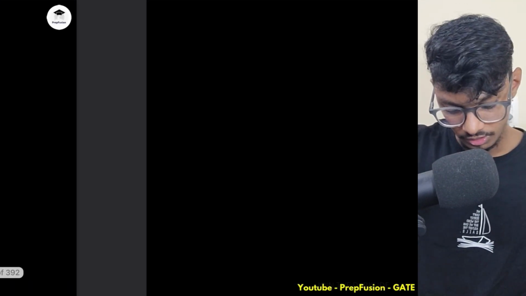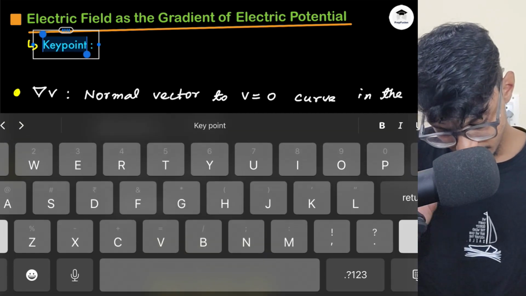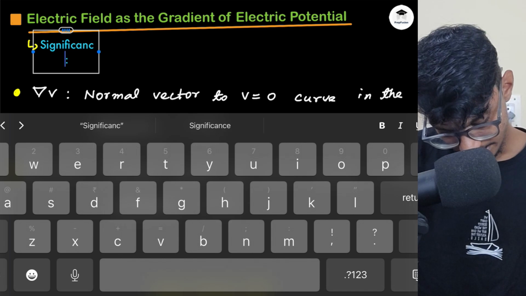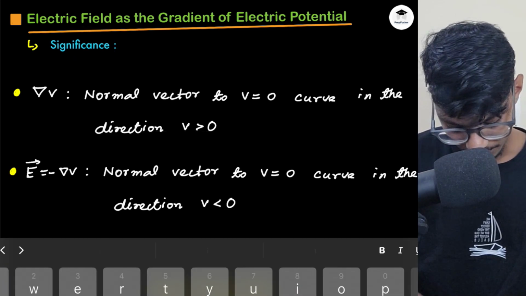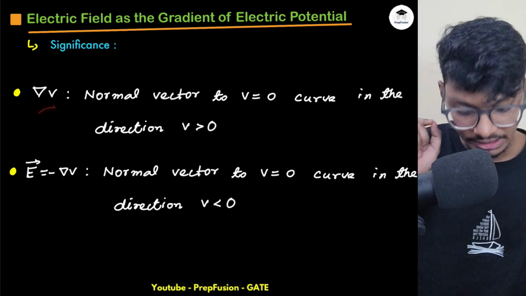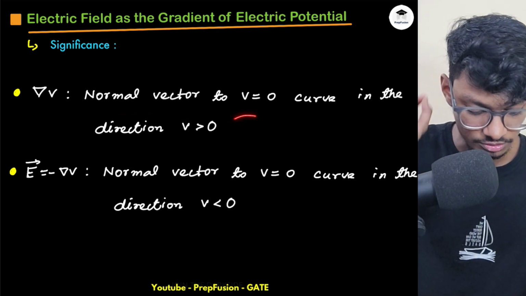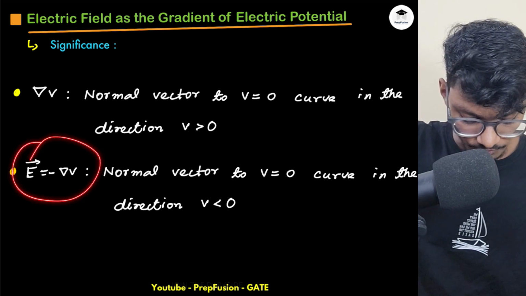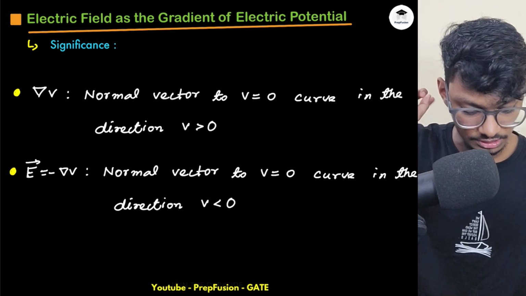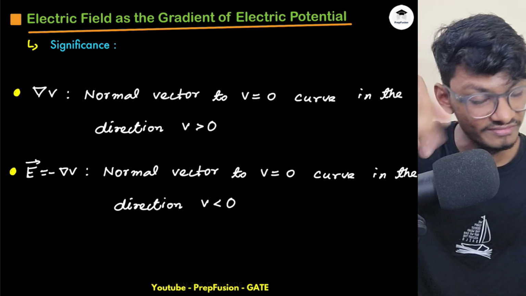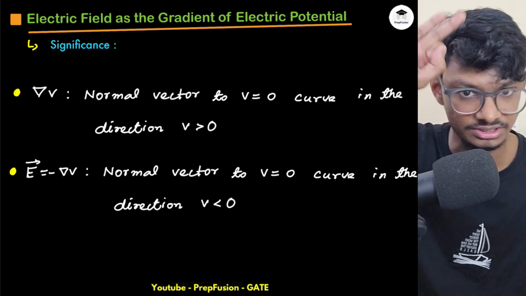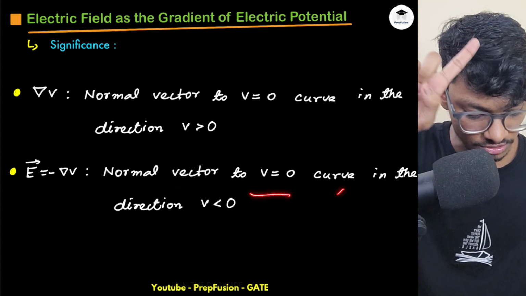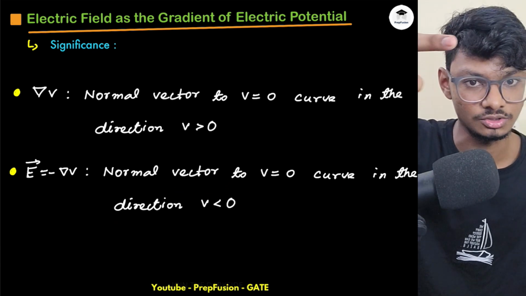Okay, so let's understand a few significances of this electric field as a gradient of electric potential. So del V will be what? Del V will be a normal vector to V equal to 0 curve in the direction V greater than 0, where V is increasing. So minus del V will be what? Just opposite. Normal vector to V equal to 0 curve, because I know what gradient signifies, we already know that thing. So minus del V will be normal vector to V equal to 0 curve in the direction V less than 0, where V is decreasing.